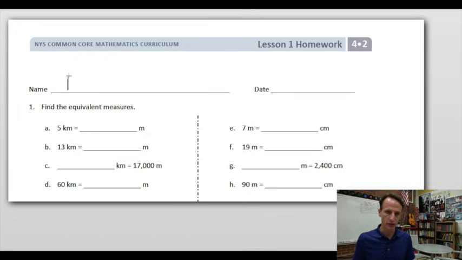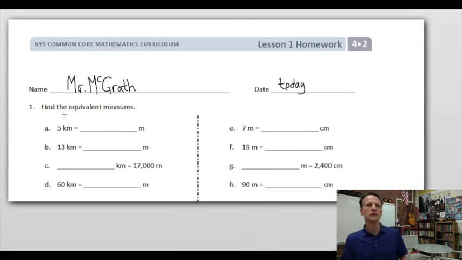Start, as always, by jotting down our name. So I will put my name, and you put yours. So when you turn in your work, you get credit for it. And then take a moment and jot down today's date. I will write today, and you write the actual date.